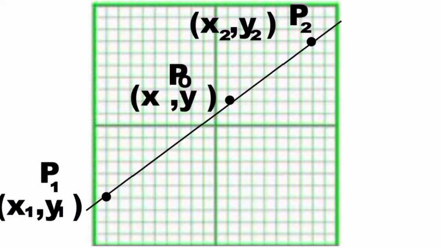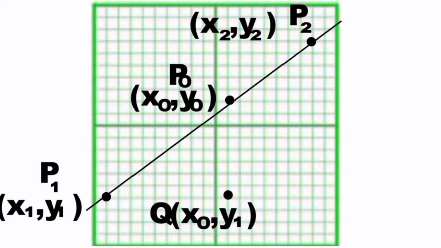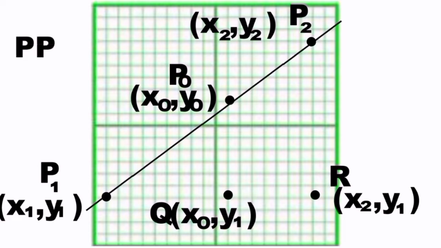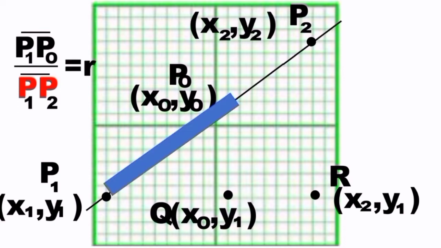O, y sub O. Make a point Q with coordinates x sub O, y sub 1, and another point R with coordinates x sub 2, y sub 1. You can find proportional segments here, like line segment P sub 1 to P sub O over line segment P sub 1 to P sub 2. And this proportionality is equal to R. These line segments are shown in blue and red.